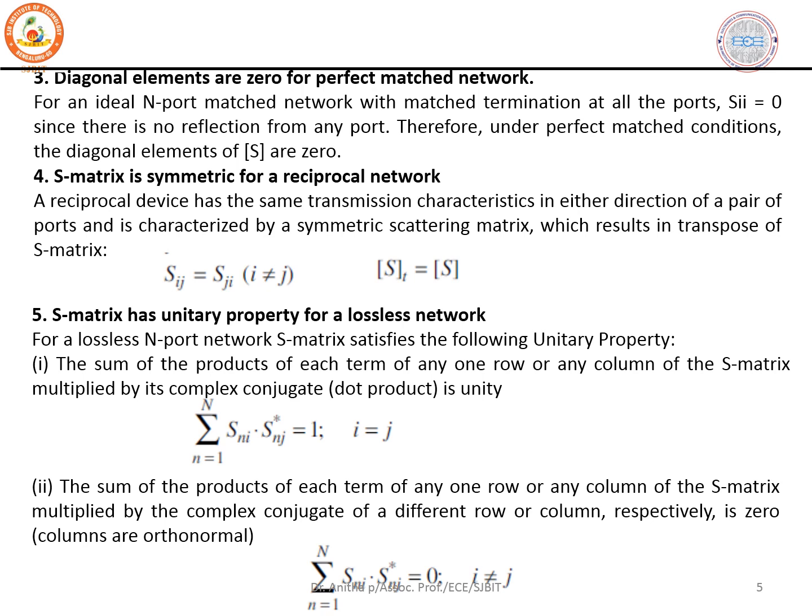So coming to the next one, another property: the S matrix is symmetric for a reciprocal network. Symmetry property indicating that Sij is the same as Sji. That means a reciprocal network or reciprocal device has the same transmission characteristics in either direction. Meaning you can interchange the ports. Even if you interchange the ports, you won't have a variation.